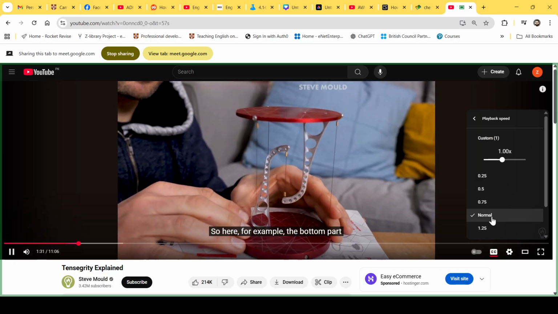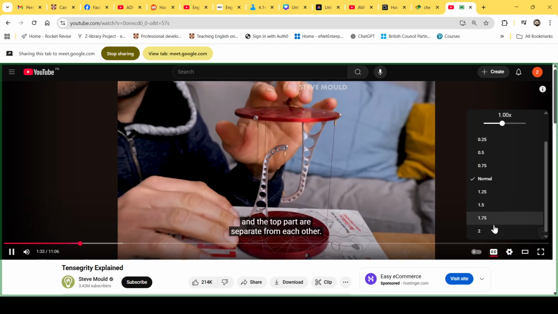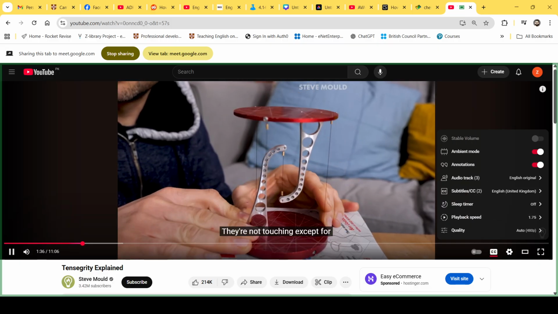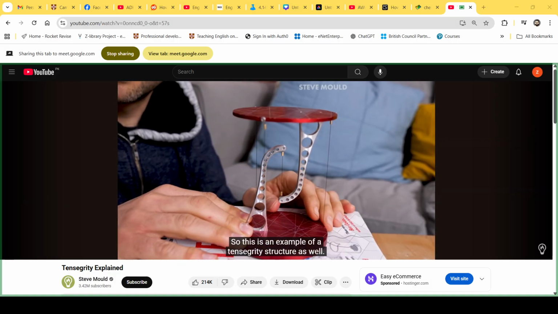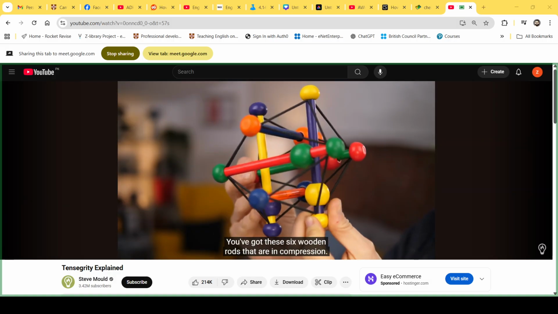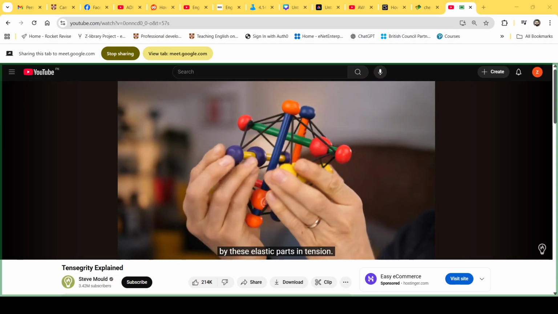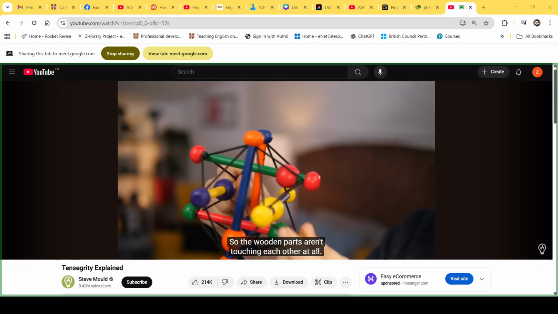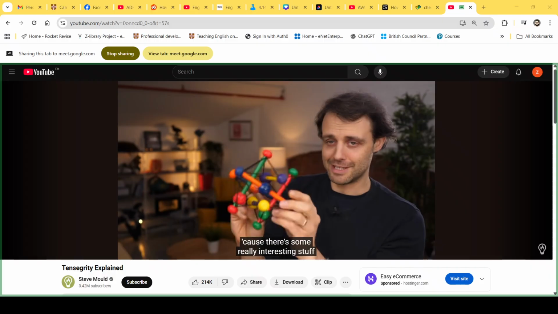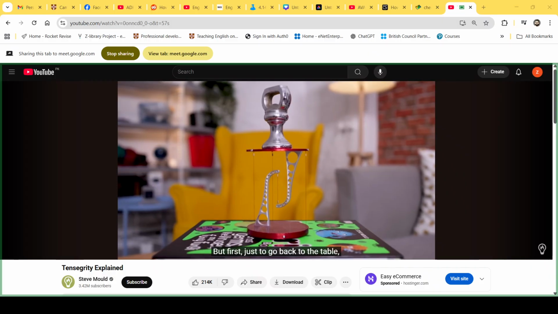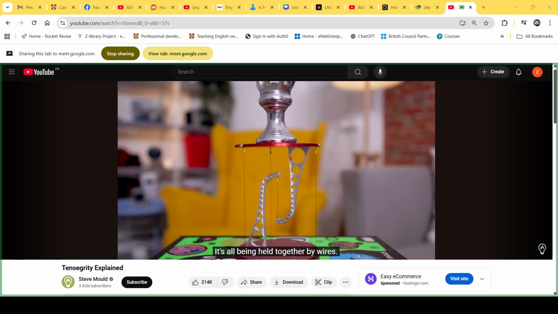So here, for example, the bottom part and the top part are separate from each other. They're not touching except for these wires that are in tension. So this is an example of a tensegrity structure as well. You've got these 6 wooden rods that are in compression. They're only joined together by these elastic parts in tension, so the wooden parts aren't touching each other at all. And I'll tell you a bit more about this later on because there's some really interesting stuff about this particular structure. But first, just to go back to the table, it's really counterintuitive, isn't it? It's all being held together by wires.